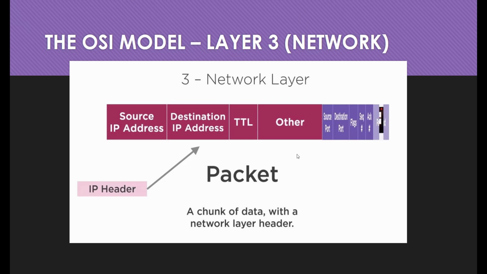So we can see that a chunk of data with a network layer header is what we call the packet. That data, which is the chunk, is from the segment of layer 4. Very important to understand. Now we can see that the first part of the network layer packet is the source IP address. After that is the destination IP address. Then we have time to live and other fields which specify other information.